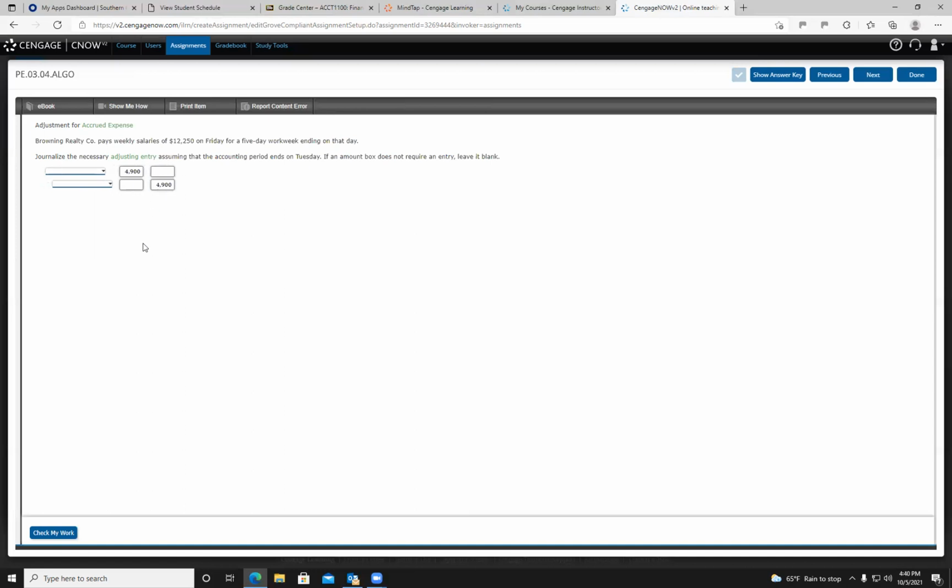Now, these are expenses that we've incurred. So we're looking at salary expense as our debit, and salary payable as our credit.